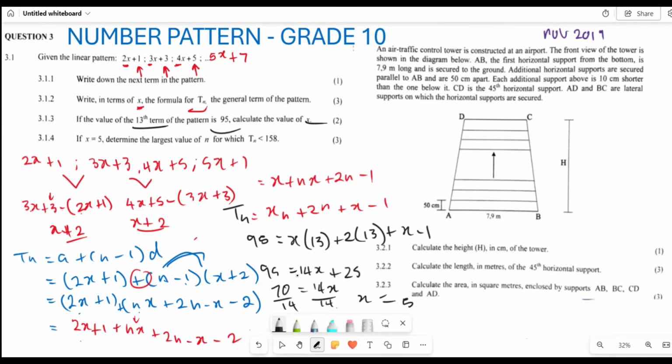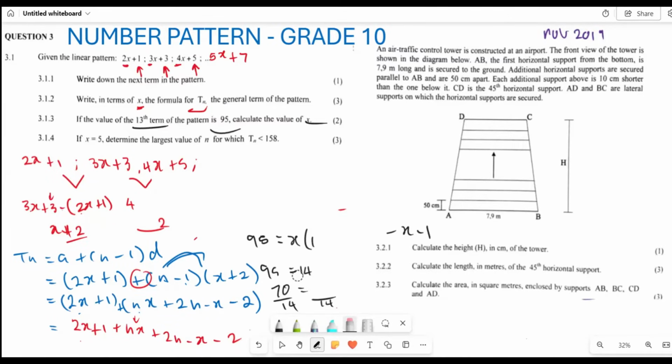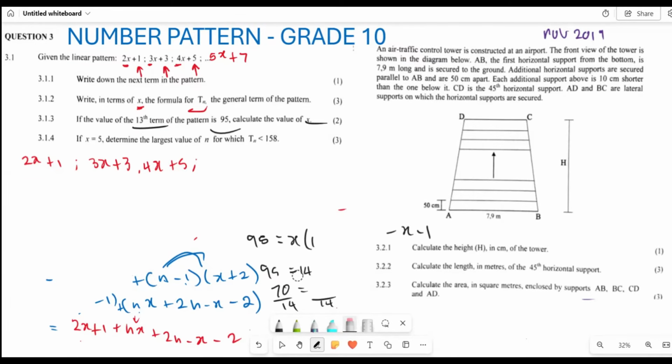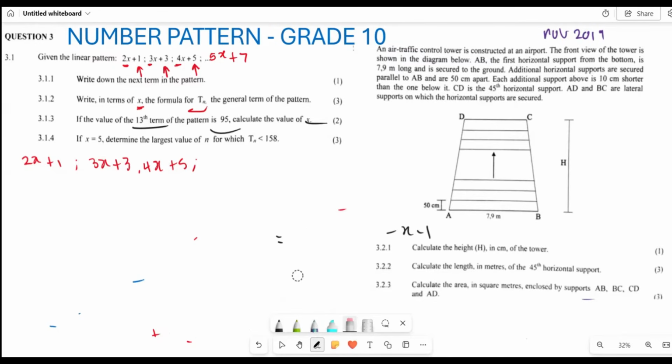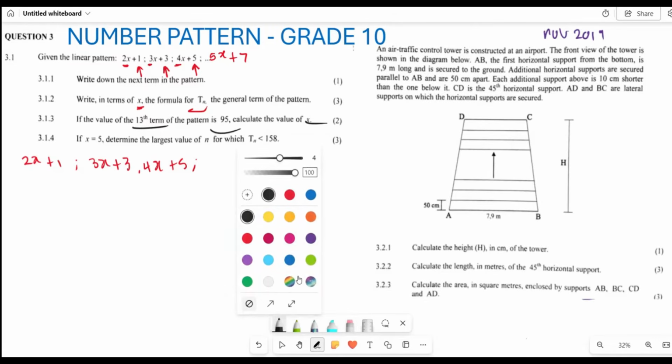Now let's continue swiftly along. From here, we can just remove everything here, right? They are saying if x is equal to 5, which is literally the same answer that we got, they want us to find the largest value of n where Tn is less than 190, 158 rather. Where am I thinking of 90, right? So now what is it that you're going to do from here?